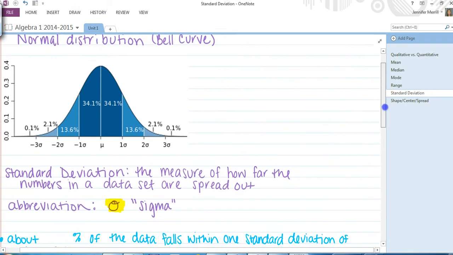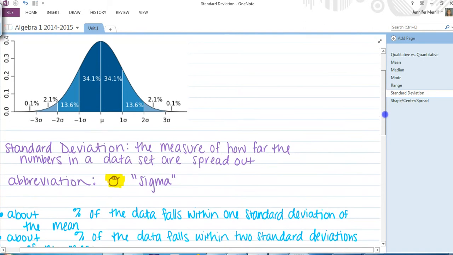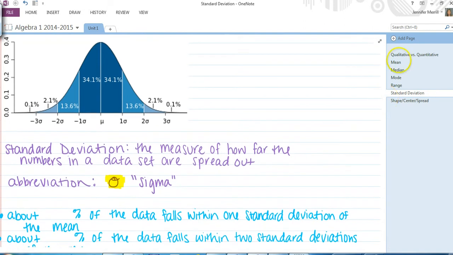If I am looking at standard deviation, about 68.2% of the data falls within one standard deviation of the mean. So if the mean is this middle line, there's 34.1% within one standard deviation to the left and one standard deviation to the right of the mean.